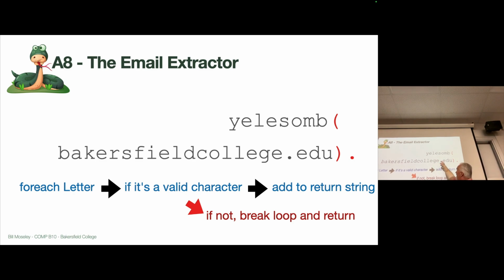So I take each character. If it's good, I keep it. If it's not good, I stop. The minute I hit one, because there's not going to be more email address over here. Impossible. We can't have bad characters in the middle of an email address. So the minute I hit that bad character, I'm done. I can save my time.